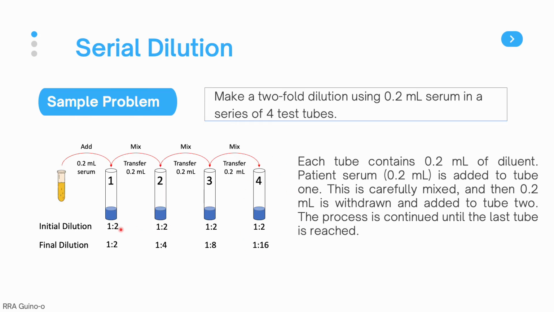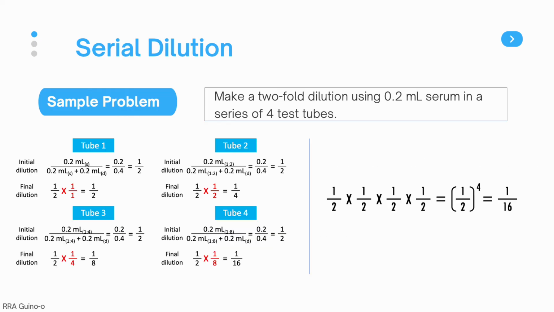So how do we solve for the initial dilution and the final dilution for each tube? Let's take a look at that. This is one way you can solve it, the long way. We multiply the initial dilution for each tube with the sample dilution, or the previous dilution. This is how we solved it for tube 1, tube 2, tube 3, and tube 4. In tube 4, we end up with a final dilution of 1:16.